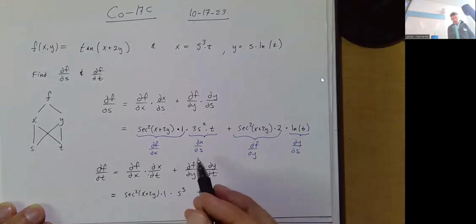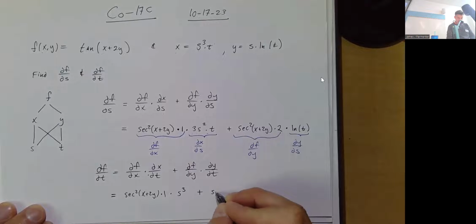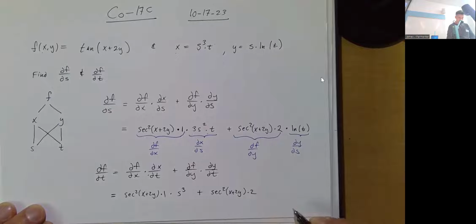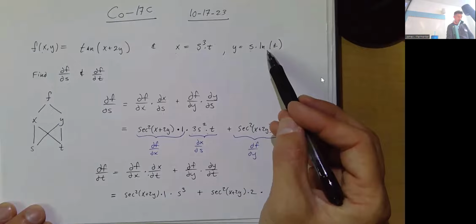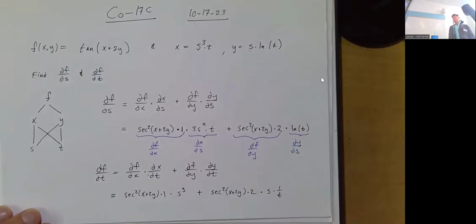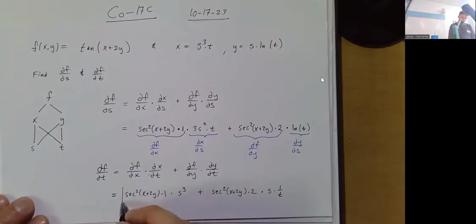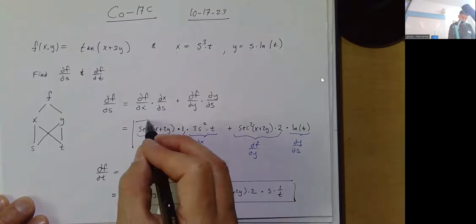Plus, same story over here. Del f del y is the same as it was before. It's secant squared of x plus 2y times 2. But now del y del t, well, the derivative of a constant times natural log of t is that constant times 1 over t. Or you could write s over t. Those would be your partial derivatives.